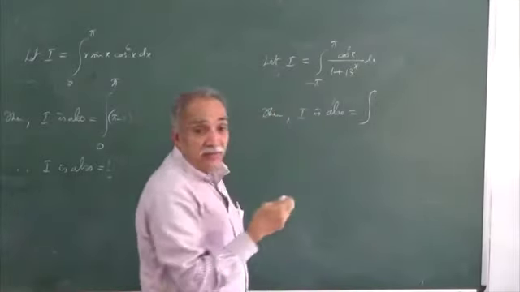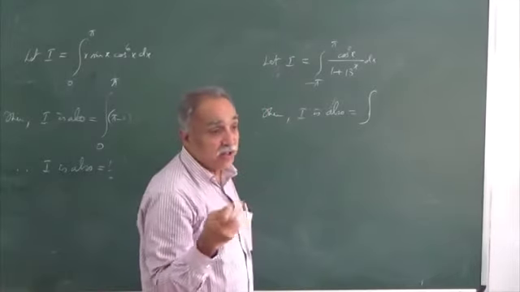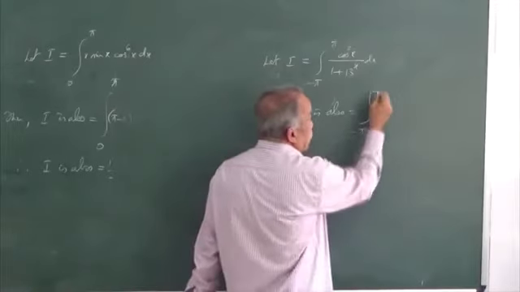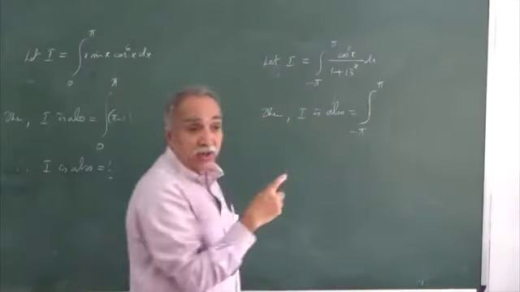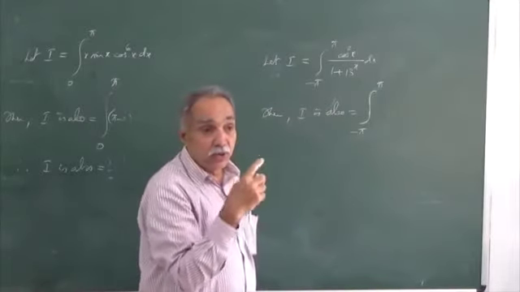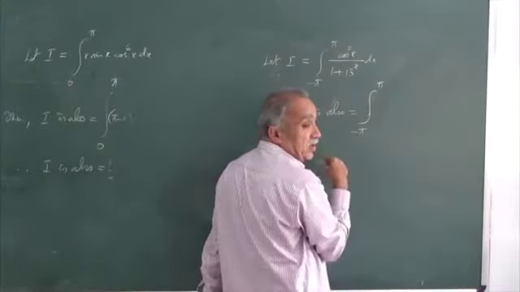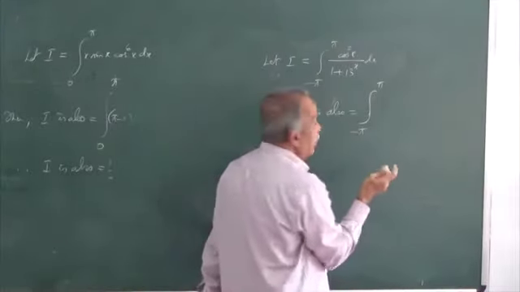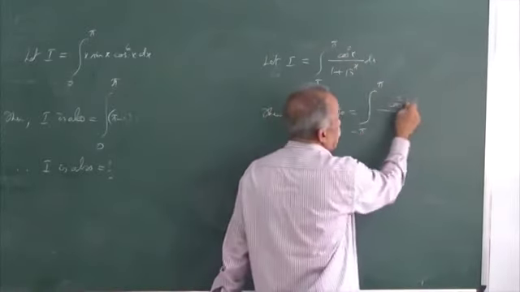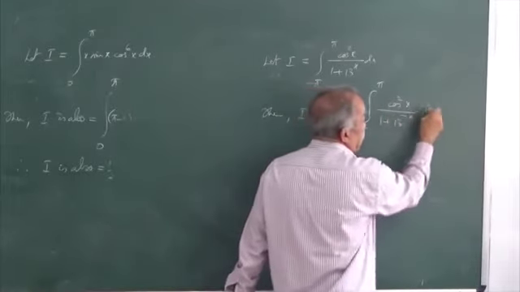Integral a to b f of x dx is integral a to b f of a plus b minus x dx. Lower limit is not 0. Therefore, you cannot use the simpler version 0 to a equal to f of a minus x. Use the earlier general version a to b equal to f of a plus b minus x. What is a plus b minus x? Simply minus x. What is cos square of minus x? Cos square x by 1 plus 13 to the power minus x dx.